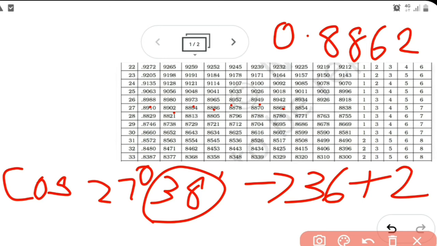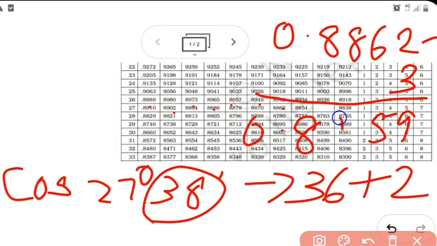Now in the same row, you look in the mean difference part, that is this 3. That 3 is to be subtracted here. That is the difference. So when you subtract 3, you will have 59. So it becomes 0.8859. So cosine 27 degree 38 minute is 0.8859.